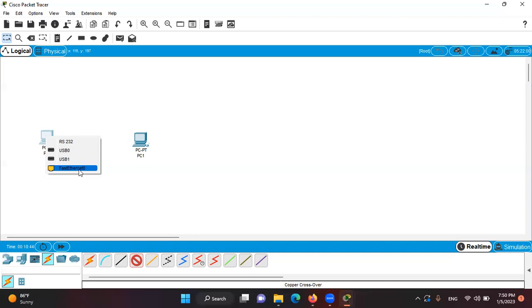Again there are several other names. Networking port, NIC port, right? RJ45 port, like that. There are different names, but however, with the standard we call that the fast Ethernet port, right?